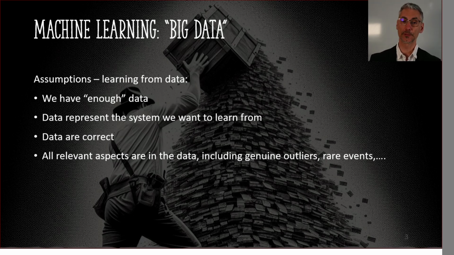We do need to make a few assumptions when we learn from data. So first of all, that we have enough data that we can learn from, and also that the data that we have represent the system rather well that we want to learn from. Otherwise, the machine learning model will learn something, but not what it should learn. We also, of course, need to assume that the data are correct. If we have wrong or low quality data, then we cannot hope the machine learning model to extract any useful information from them. And we also need to assume that all relevant aspects are represented in the data. That sounds more trivial than it is, because maybe we have rare events or a number of occasions that don't happen very frequently. We need to be able to include those in the data as well.